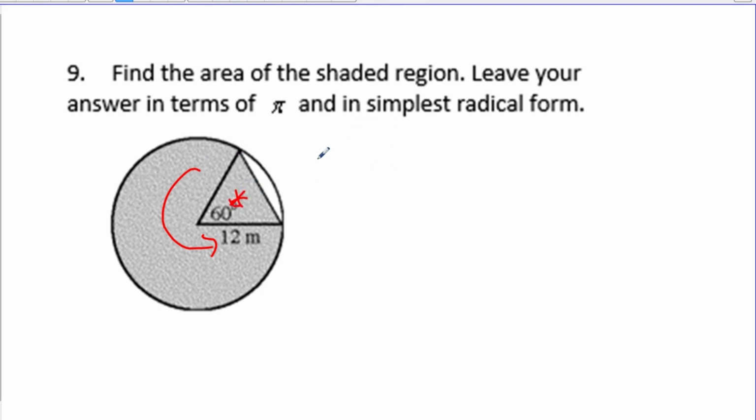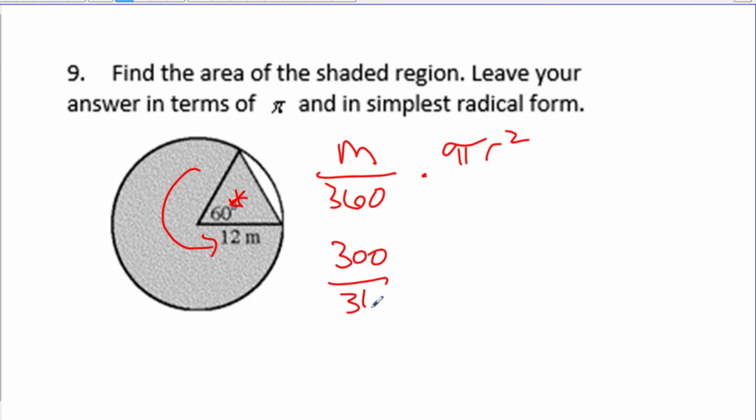So again, on your formula sheet, it will say for the area of a sector, any part of a circle, okay, the inside, we'd say arc over 360 times pi r squared. And so we're going to plug in what we know. If this little piece is 60, this is the rest of it, which is 300. Right? So 300 over 360 times pi, and there's my radius of 12, so 12 squared.